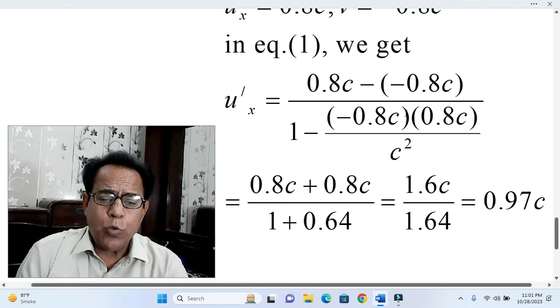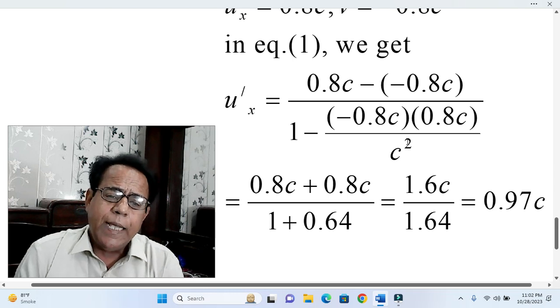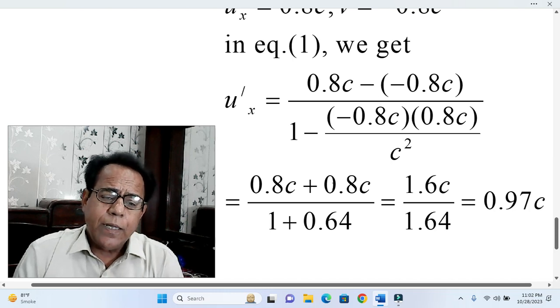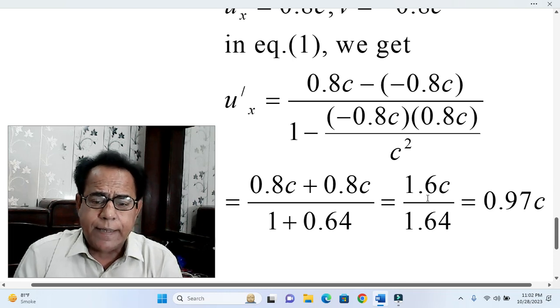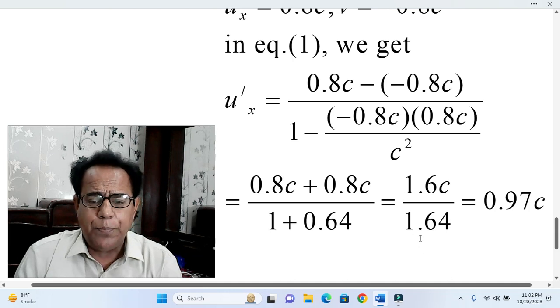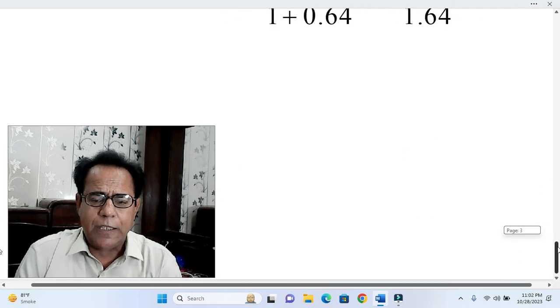Moreover, dear students, in the denominator, this c into c will become c square, and this c square will be cancelled with the c square in the numerator, and hence c will appear only in the numerator. So these two when added will become 1.6 c, and in the denominator these two values will be added, and we will get 1.64. After simplification, our u dash x will become equal to 0.97 c, where c is the speed of light.